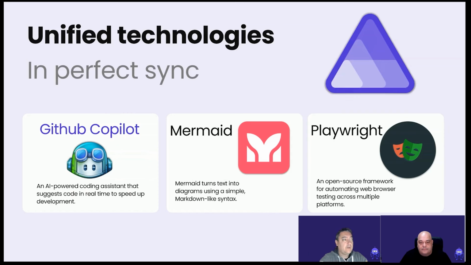In this slide, Aspire unifies technologies in perfect sync: GitHub Copilot, Mermaid, Playwright. GitHub Copilot, an AI-powered coding assistant that suggests code in real time to speed up development. Mermaid turns text into diagrams using a simple markdown-like syntax. Playwright, an open-source framework for automating web browser testing across multiple platforms. Jorge, what happens if we merge Copilot, Mermaid, and Playwright together?